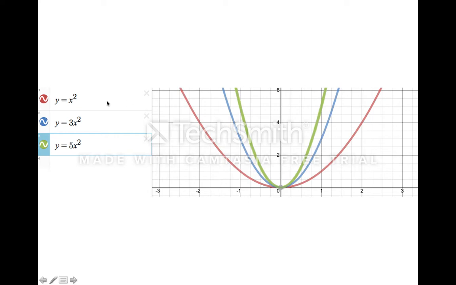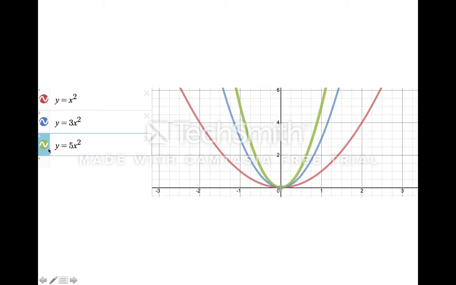Now let's consider the impact of not adding a constant to our basic function, but multiplying our basic function by a non-zero positive constant. If we multiply x squared by 3, the red graph gets transformed into the blue graph. The blue graph is steeper than the red graph. It has been vertically stretched. So what we have is a vertical stretching of the graph, pushing it towards the y-axis.